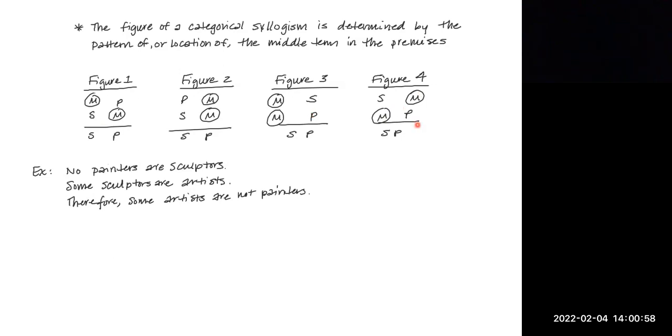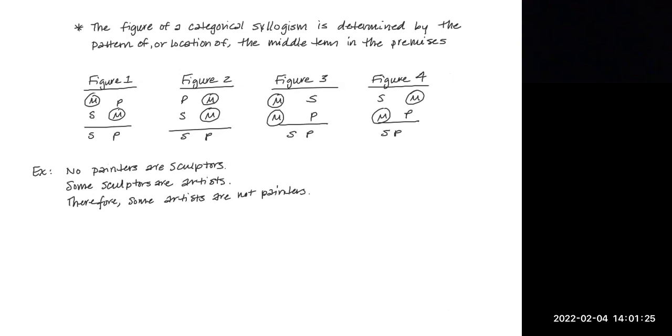So if the middle terms in an argument go out to the left diagonally, then it will be considered figure 1. If they're all the way to the right, it will be considered figure 2. If they're all the way to the left, it will be considered figure 3. Don't get these two mixed up. And if it's all the way out diagonally to the right, then it will be figure 4.